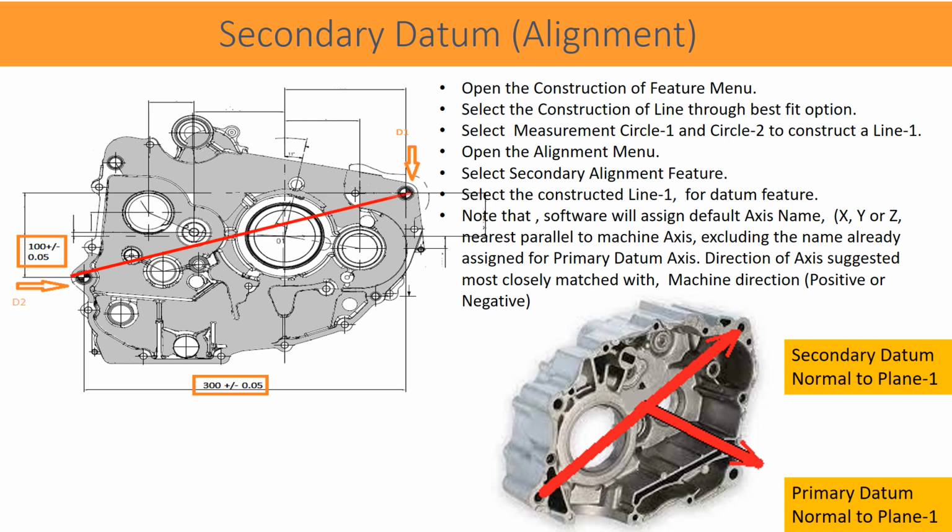Open the alignment menu. Select secondary alignment feature. Select the constructed line 1 for datum feature. Note that software will assign default axis name X, Y or Z, nearest parallel to machine axis, excluding the name already assigned for primary datum axis. Direction of axis suggested most closely matched with machine direction, positive or negative.